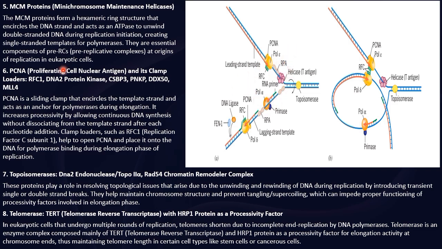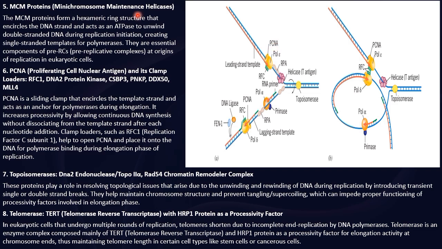How clamp loaders like RFC work is they help open up the PCNA, where PCNA in its initial unbound form is a closed ring. Thus, it cannot bind to the double-stranded DNA without a helping factor or any helper protein. RFC acts as a helper protein, where RFC opens up the PCNA ring and loads it onto the double-stranded DNA and then closes it. Thus, the PCNA clings to the double-stranded DNA.